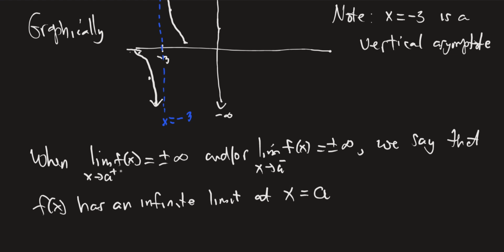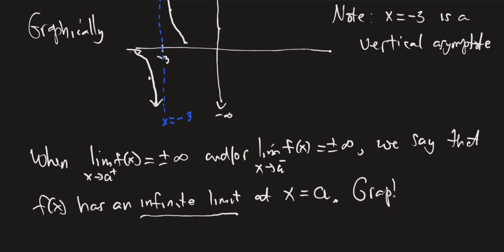And all that has to happen is that the function has to go off to infinity in at least one direction. It could be both, like we saw over here, the negative infinity from the left and then the positive infinity from the right. But it has to be at least one of the one-sided limits where the function gets arbitrarily large in a positive or in a negative way, right? So that's what an infinite limit refers to. Graphically, an infinite limit means the function has a vertical asymptote at x equals a.